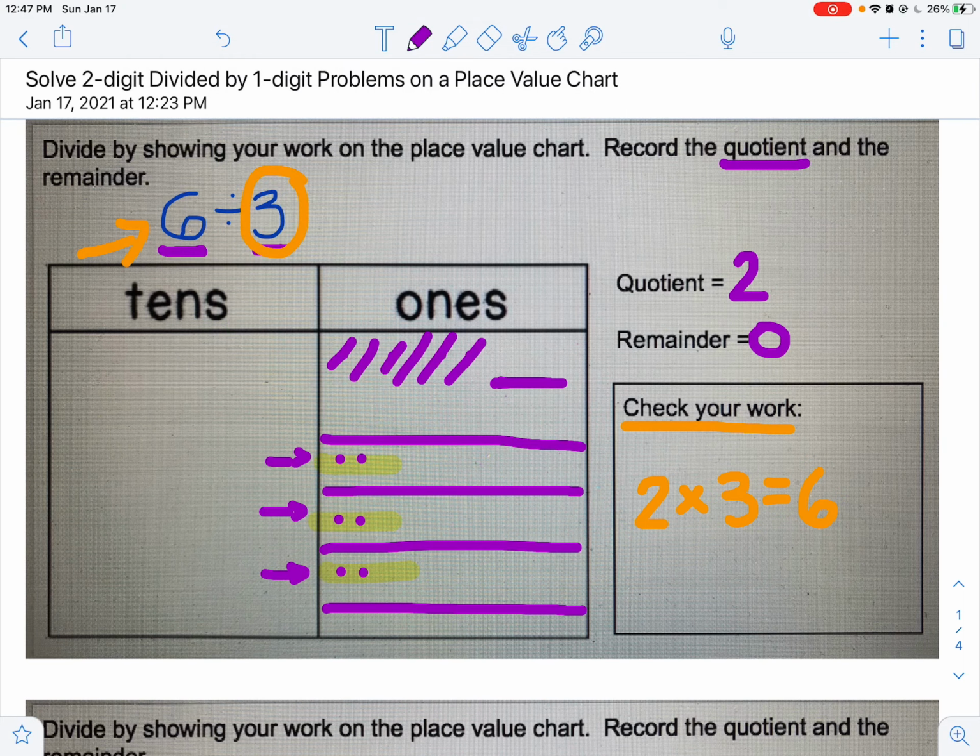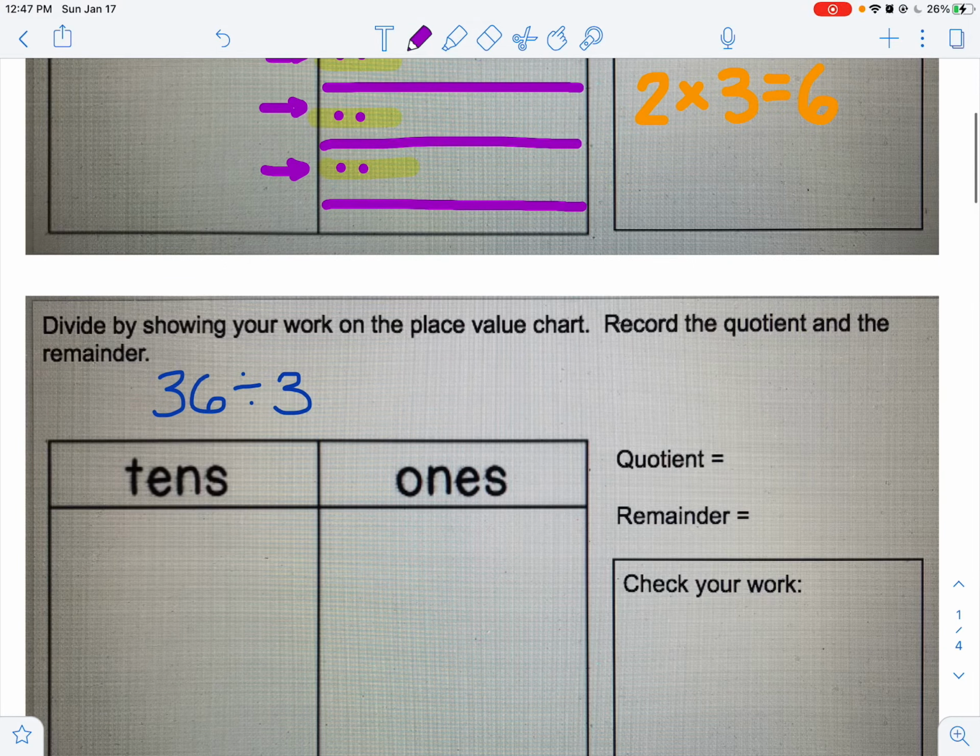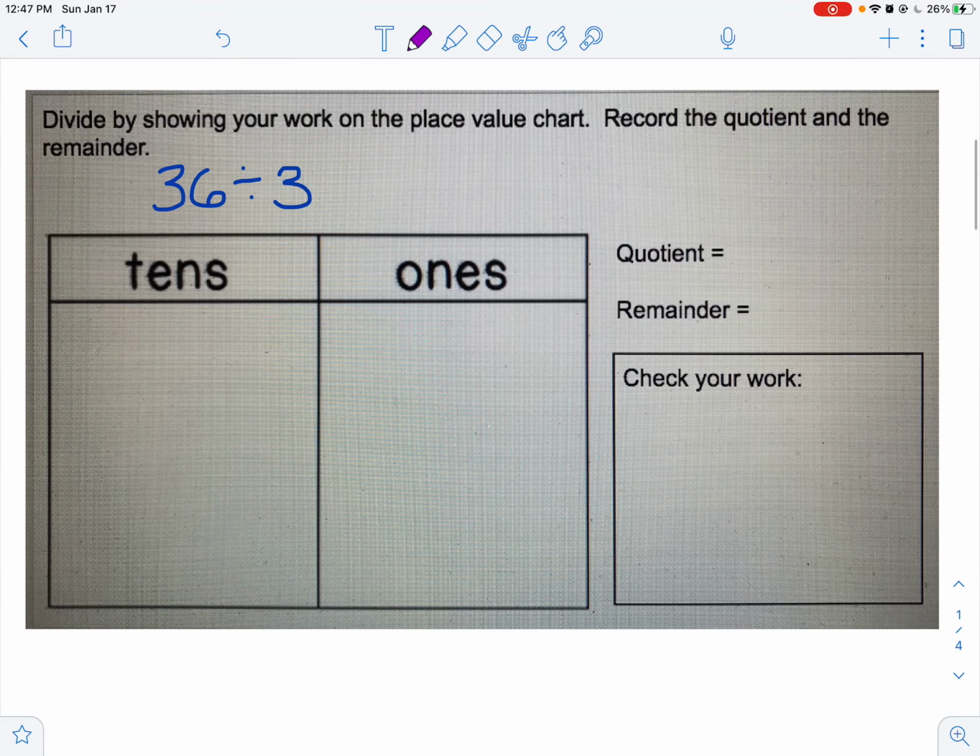Let's take a look at what happens when we do have a remainder. Or actually, I take that back. Let's see what happens when we have a 2-digit problem. In this case, we have 36 divided by 3.